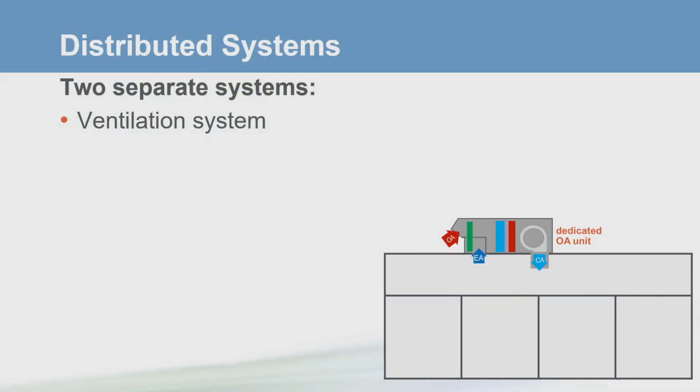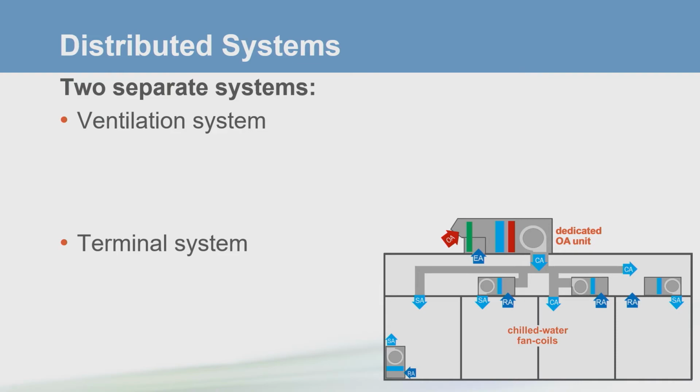Next, let's look at distributed systems. Instead of a central chiller plant or condensing unit, a distributed system distributes much of the mechanical cooling throughout the building. In most cases, this means that there will need to be two separate systems, a system to handle the ventilation needs of the building and a separate terminal system to handle the individual needs of the space.